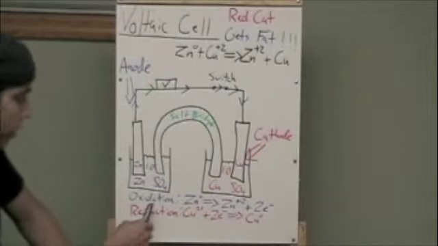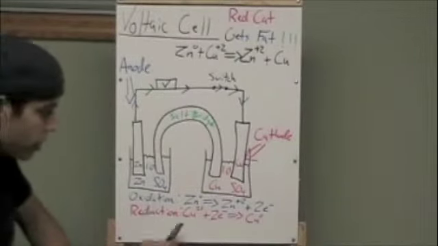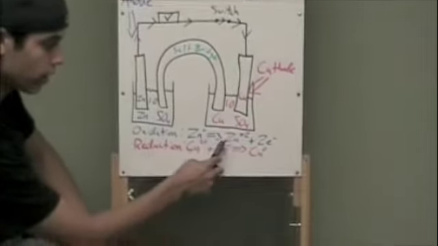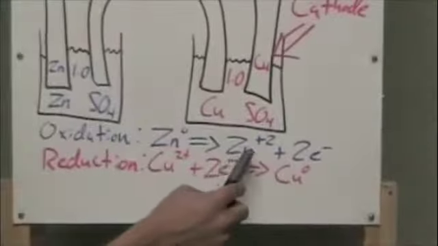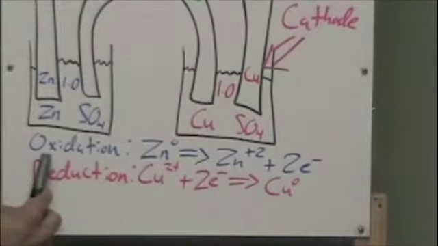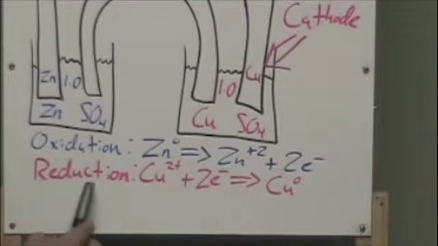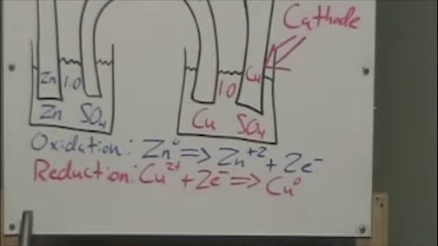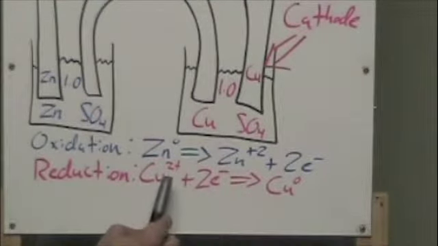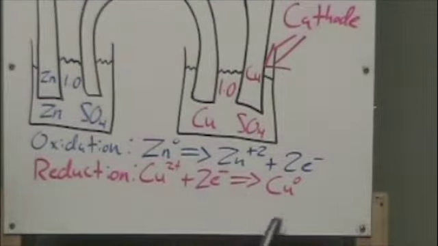Under here you can see the half cell reactions. Zinc starts off at 0, and then as the reaction goes on, it loses electrons, so it's the oxidation. Reduced down here is copper. Copper is being reduced, so it starts off with 2 and then it's gaining electrons.